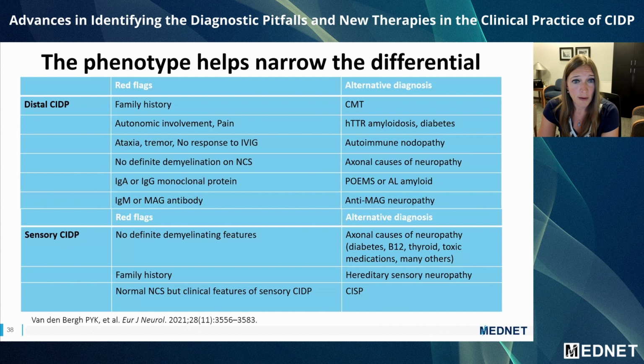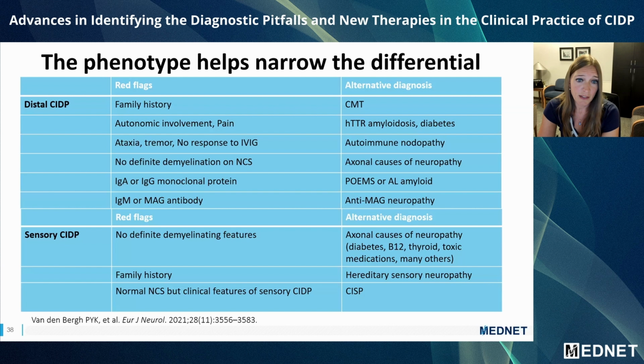Looking for axonal causes of neuropathy is important. Always checking an SPEP and immunofixation testing for all the CIDP patients to ensure that you don't have a monoclonal protein or potentially a MAG antibody there. That's actually a different entity of anti-MAG neuropathy.